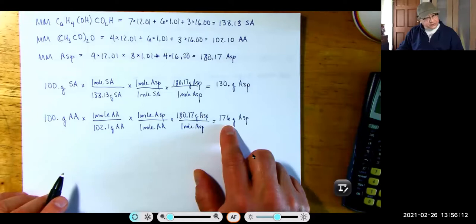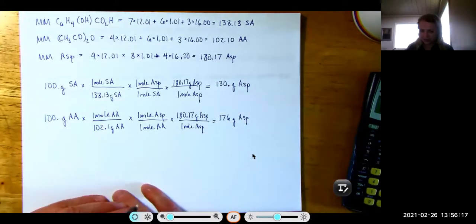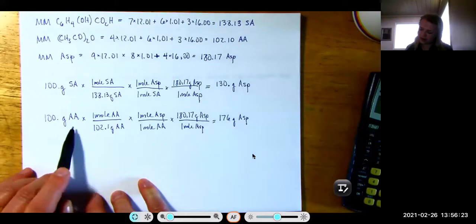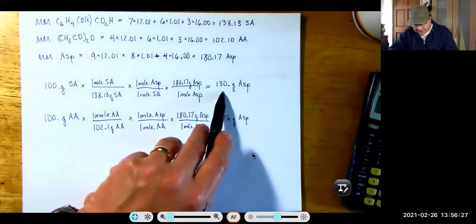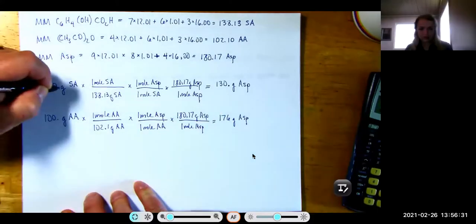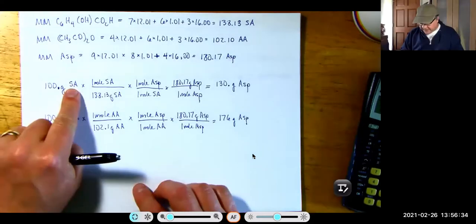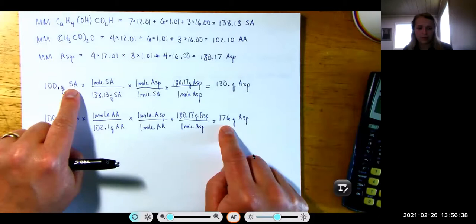Wait, what do these numbers mean? So you'll get 176 grams of aspirin if you react all of your AA, right? Right. Okay. And the 130 means you'll get 130 grams if you react all of your salicylic acid. Yes. So is there enough salicylic acid to make this 176 grams? No. So that means we run out of it, right?